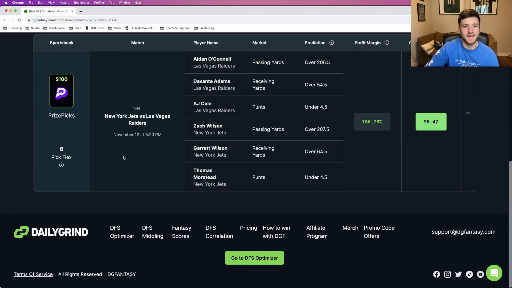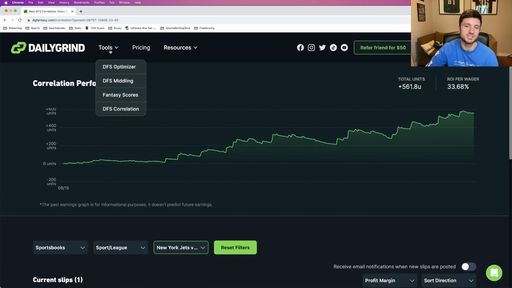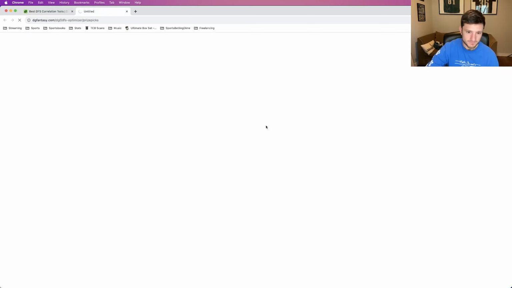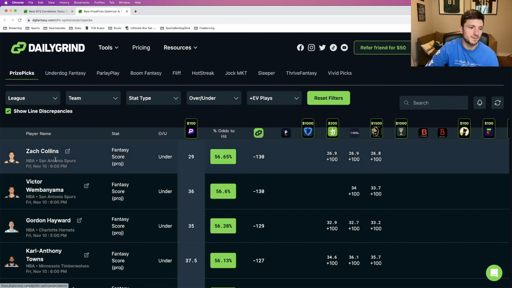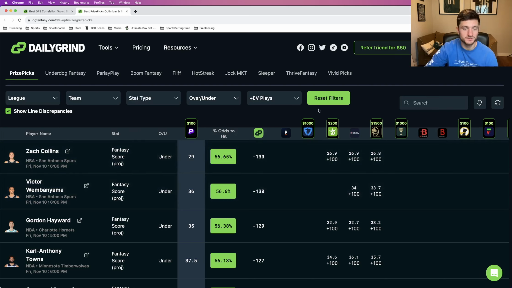The last thing that I want to talk about real quick is the PrizePicks strategy in general. When you're playing PrizePicks, you're going to want to play 5 and 6 pick flex options. The reason why is it's just the best bang for your buck. And I can tell you, if you go to the DFS Optimizer, which is another tool that DGF Fantasy offers, DGF, Daily Grind Fantasy, it gives you individual player props that are positive expected value. So if you're looking to hammer some NBA tonight, check out the correlation tool. I'm here to talk to you about this specific option here.